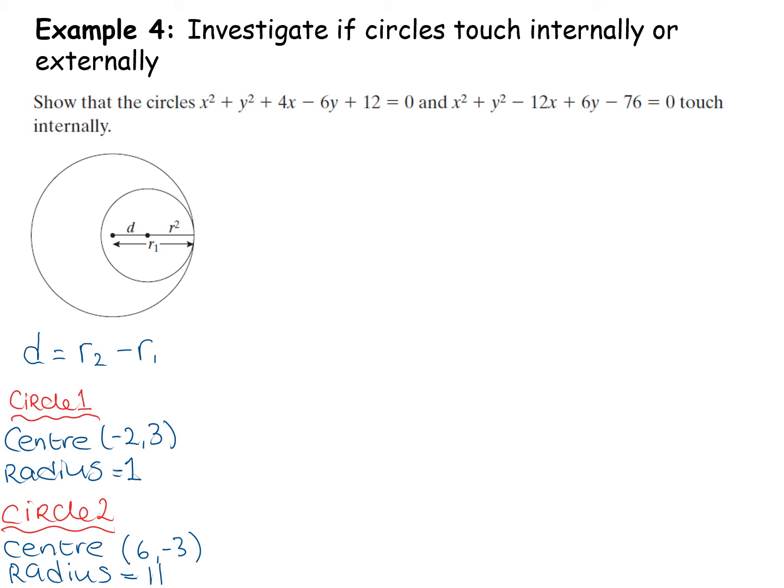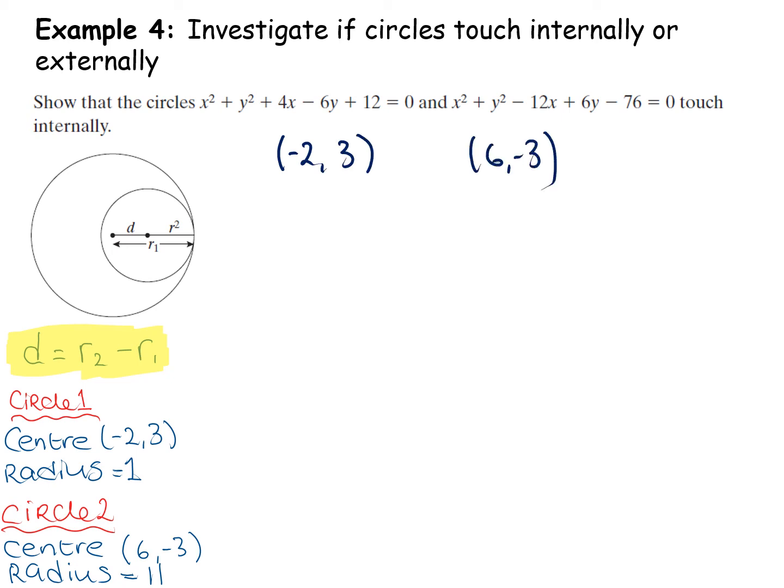Okay, so now we have all details for our circle. We're going to try work out the distance between its centers, so then we can compare it to the two radii. So the method is pretty much the same as what we had for example 3. It's the very final step that will be slightly different. So we're going to find the distance between the centers. So we get minus 2, 3, and we have 6, minus 3.